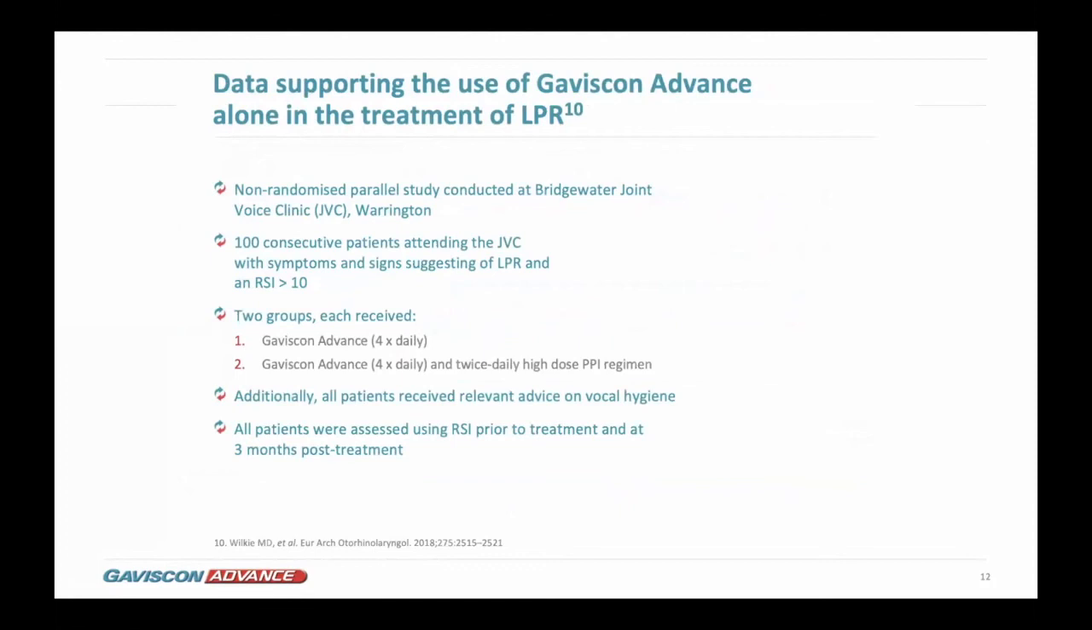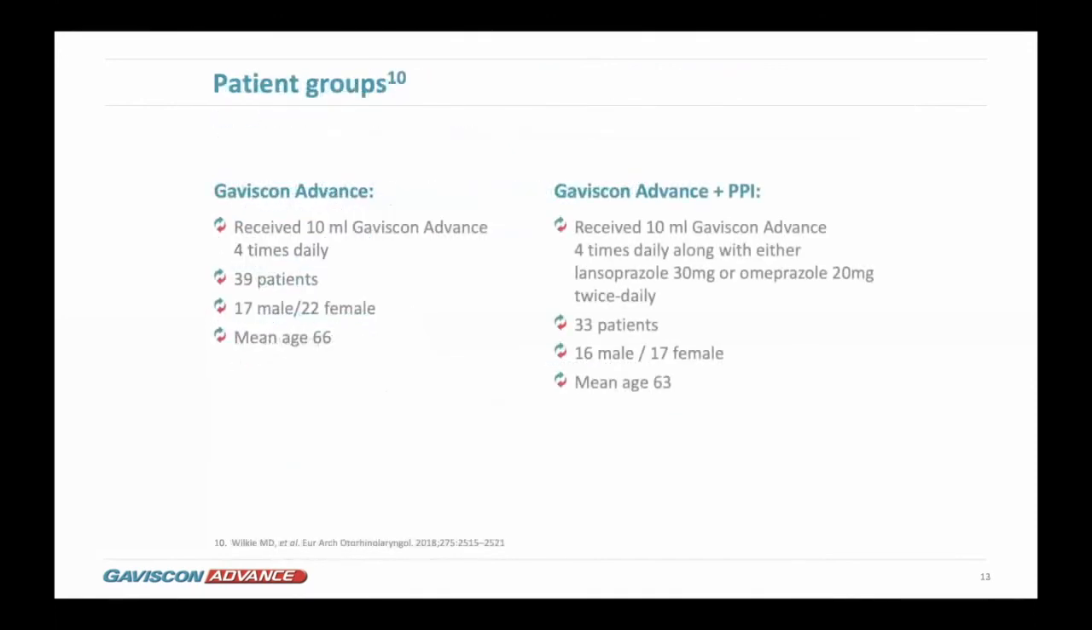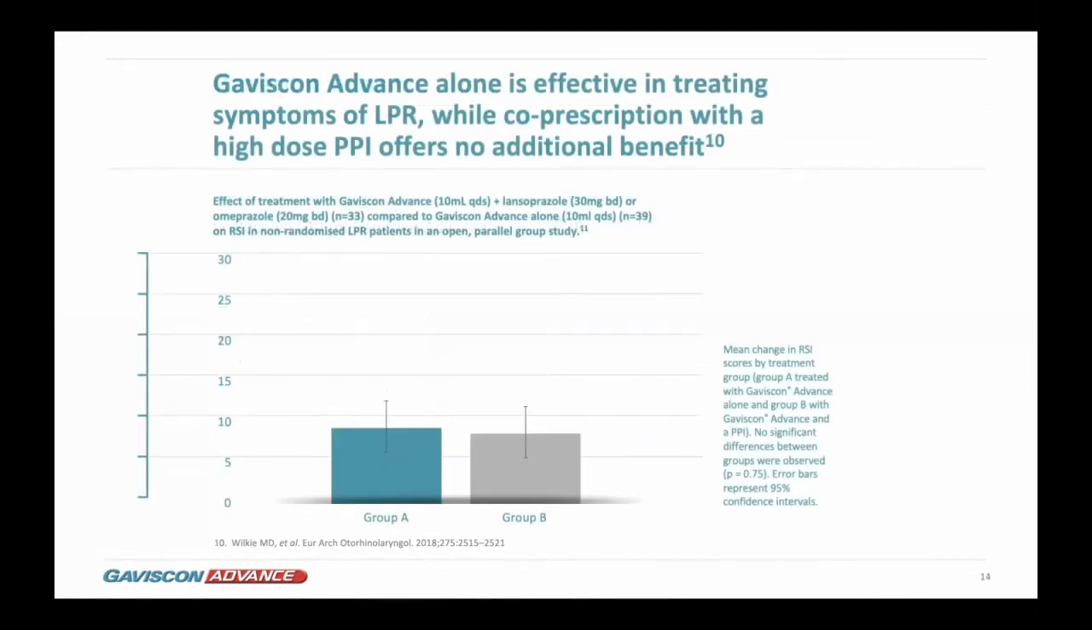Another study we are looking at today is a retrospective study conducted at Bridgewater Joint Voice Clinic in Warrington, involving 100 consecutive patients attending the Joint Voice Clinic. There were 2 groups, half received Gaviscon Advance plus a PPI, and the other half received Gaviscon Advance by itself. The study showed that there was no significant difference between the groups. The reflux symptom index reduction was equally achieved by both groups. It showed no significant additional benefit in adding a PPI to treatment.